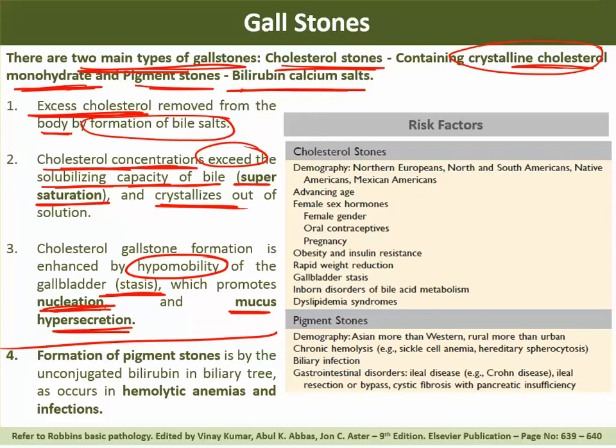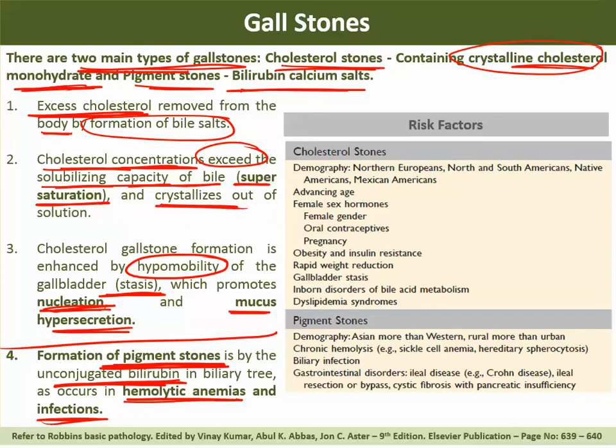Actually, the formation of pigment stones is totally different. It is because of unconjugated bilirubin. The increase in unconjugated bilirubin especially happens in hemolytic anemia and infection. So what is the common cause for pigment stones? Hemolytic anemia and infections are the most common causes. Pigment stones mean bilirubin plus calcium.